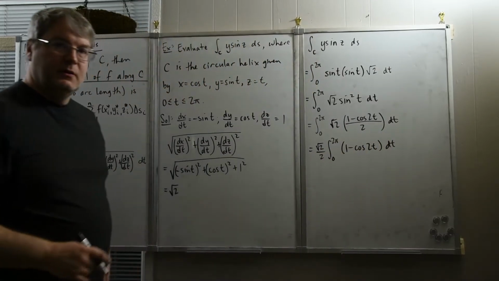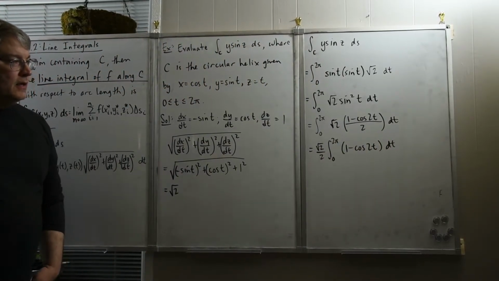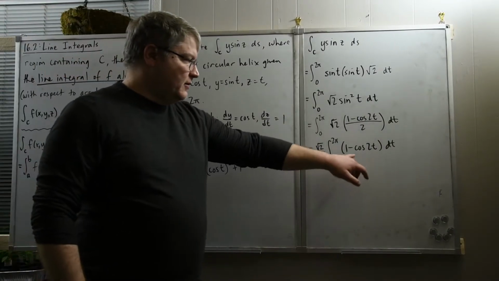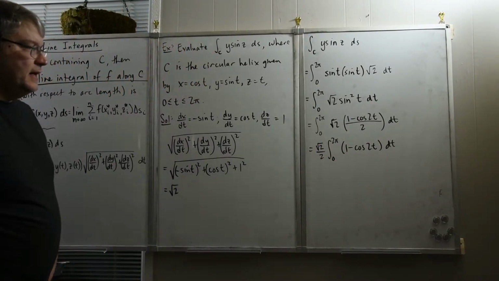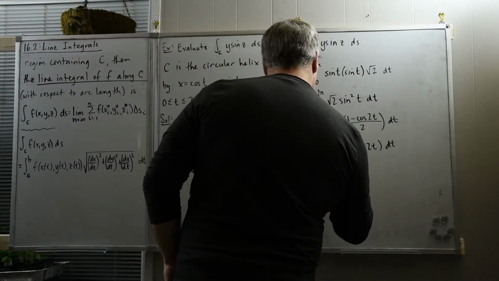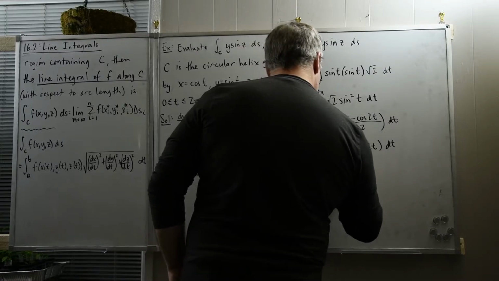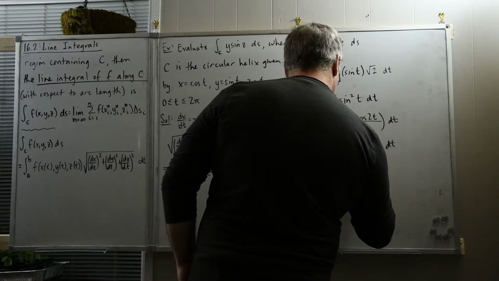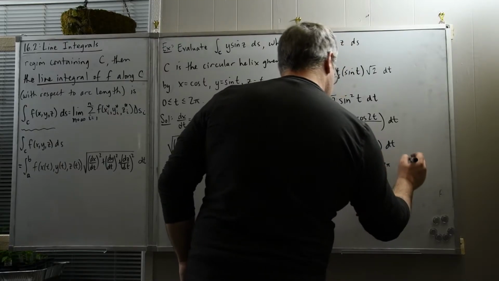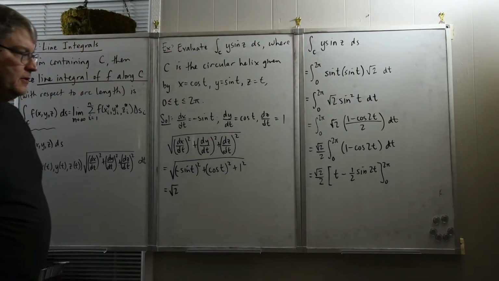It'll integrate from 0 to 2 pi. Now if we integrate 1, of course, we'll get t. And if we integrate a negative cosine 2t, we'll get a negative 1/2 sine 2t. So we've got root 2 over 2 times t minus 1/2 sine 2t. We're taking that from t equals 0 to t equals 2 pi.